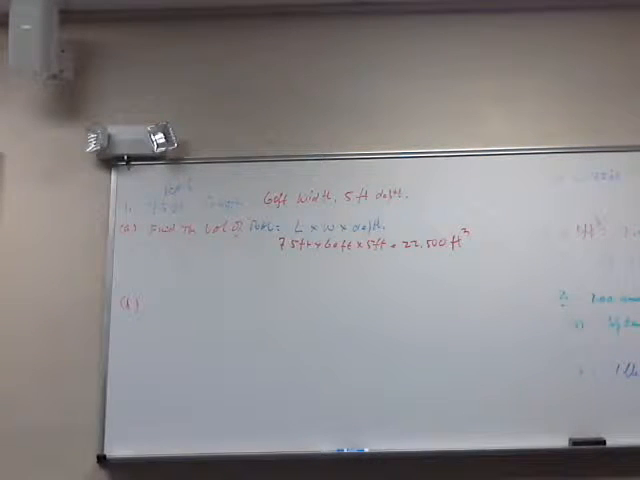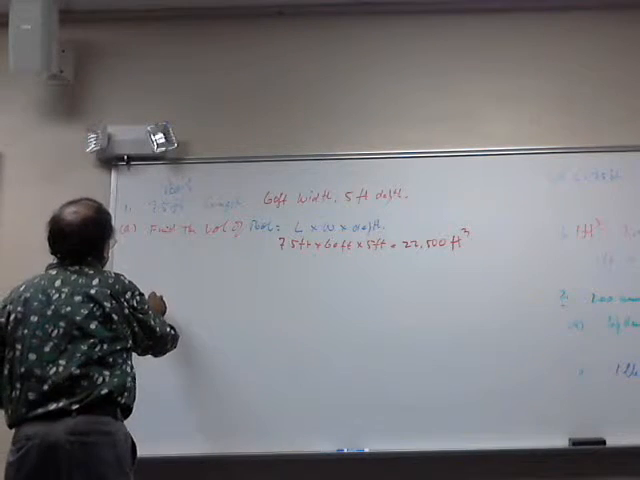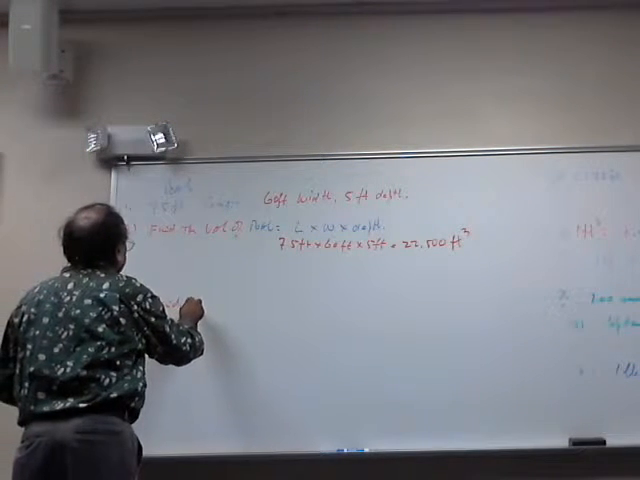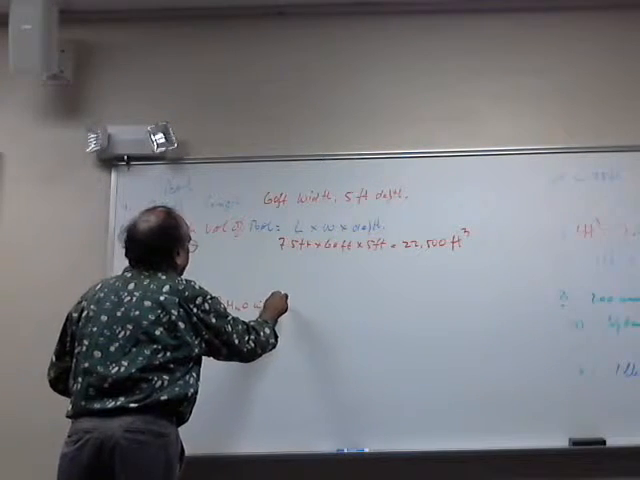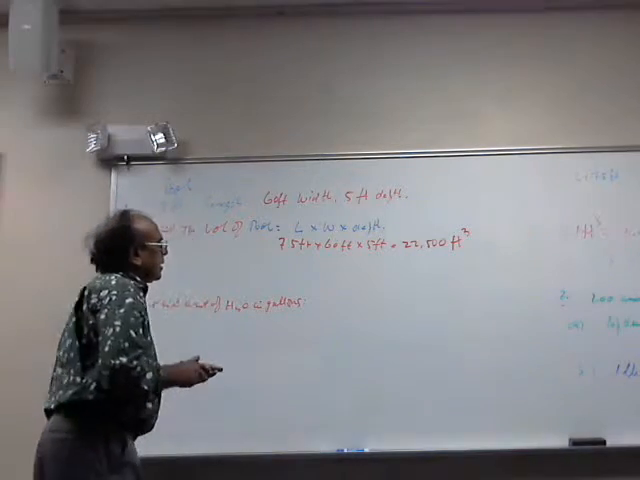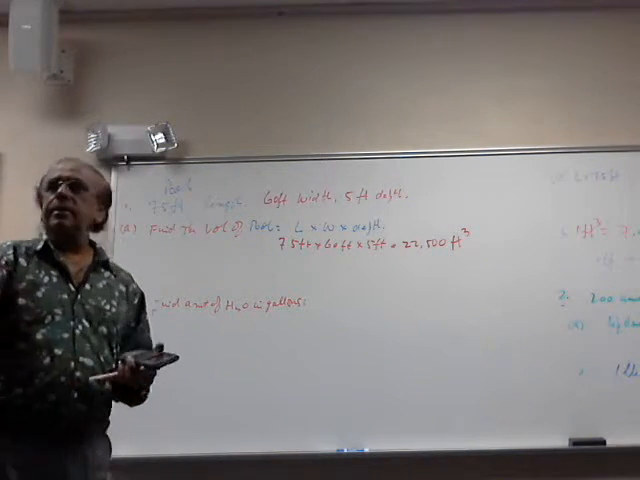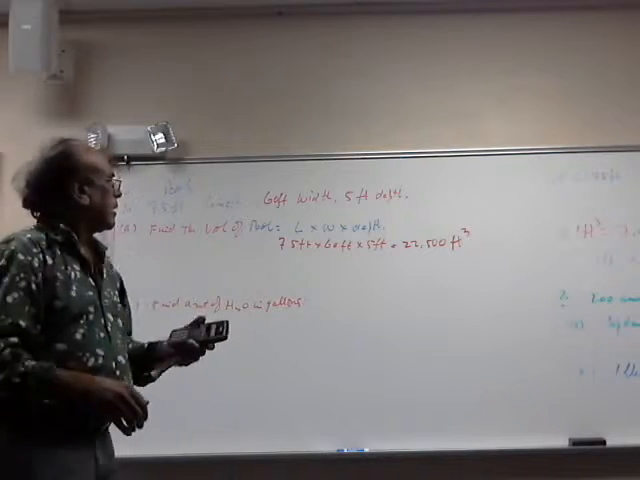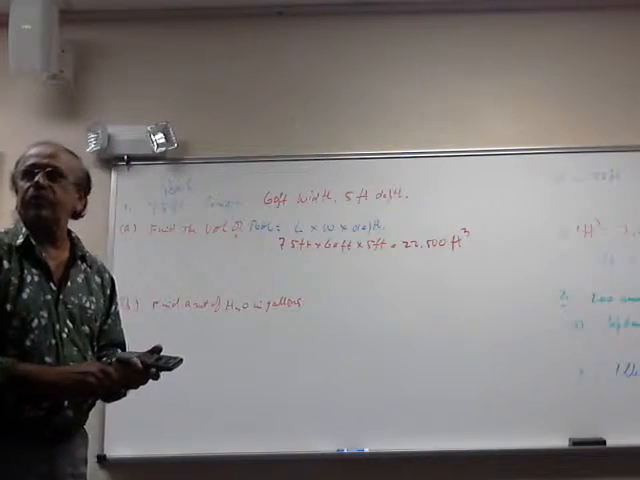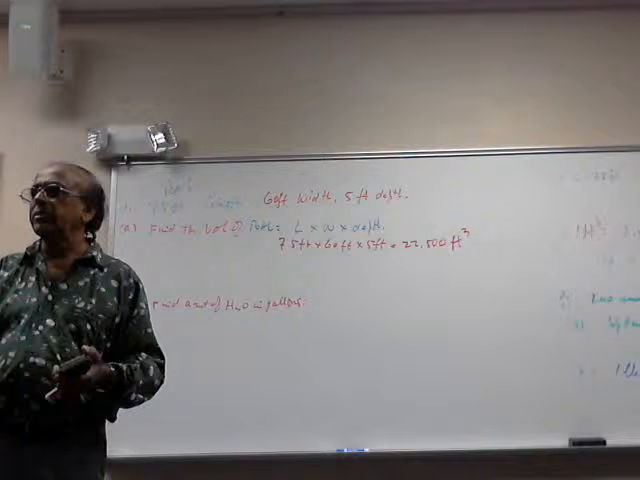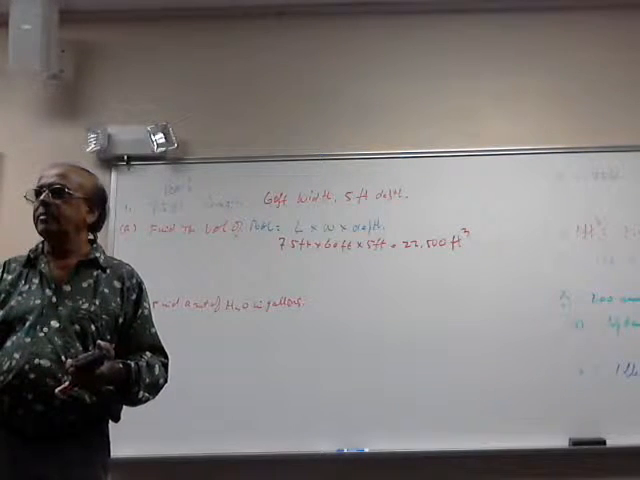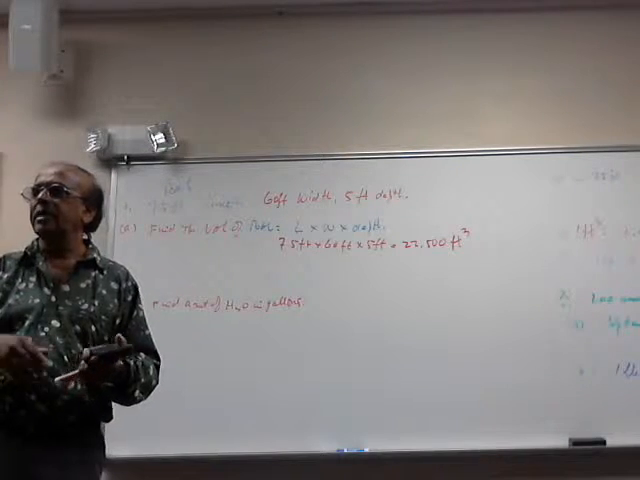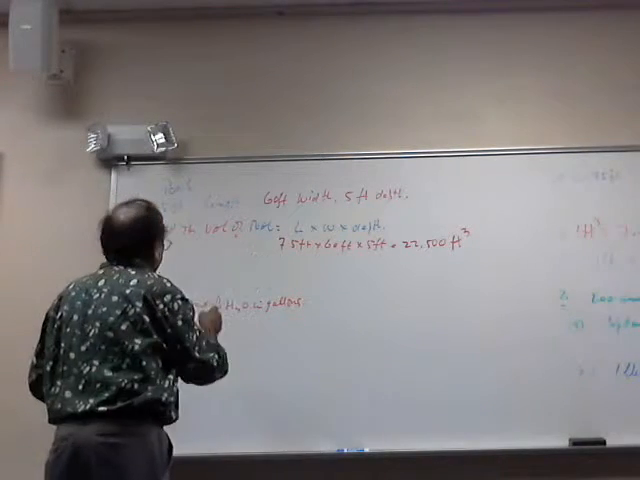Part B says find the amount of water in gallons. Find the amount of H2O in gallons. Now, we know that the volume of the pool there is 22,500 cubic feet. So, what are we going to start out with? Anybody? Remember what we said before? We started with what we were given here, right?